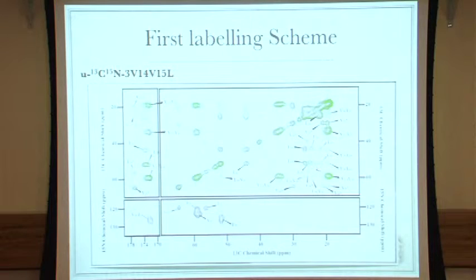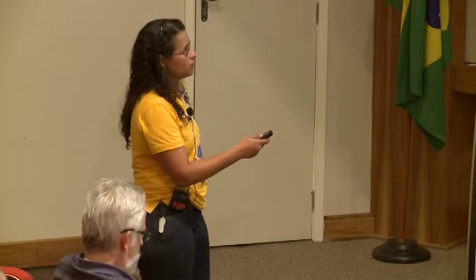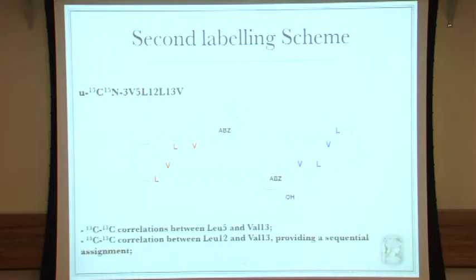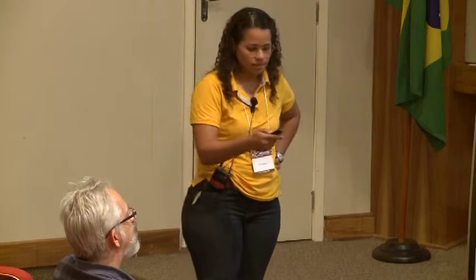So here we have the first result, and I observed the neighbors, but I didn't observe the connection between valine 3 and leucine 15. Maybe the model was wrong, but I was not completely sure. I prepared another peptide, but now labeling leucine 5 and valine 14. I was keeping valine 3 labeled to be sure that I was preparing the same kind of fibrils, because fibrils are a complicated system to work with, since we have several polymorphisms, and I was taking care that I was working with the same system all the time.